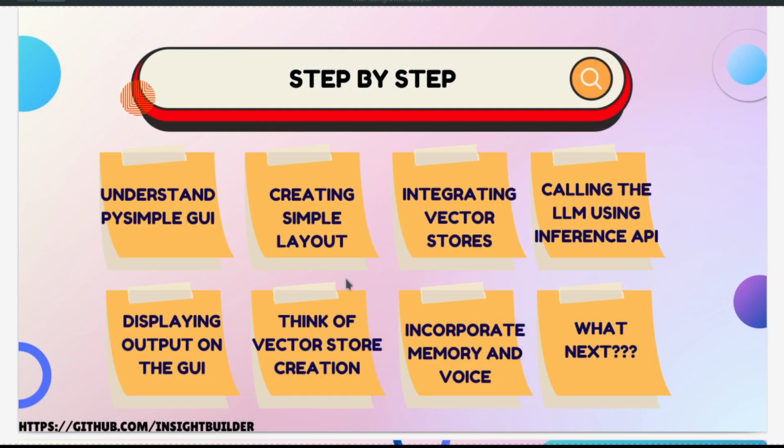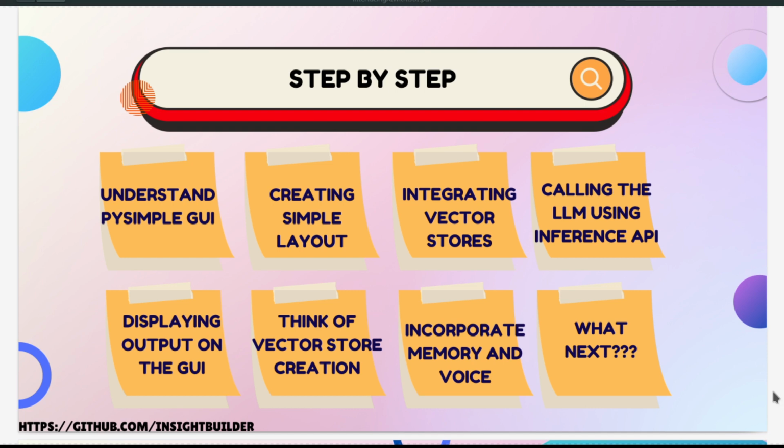Let us go back. What we can do next is improve this application by creating vector stores based on the documents that you are providing. You can incorporate memory and voice in this application also. You have to think a little bit more deeply. You have to understand PySimpleGUI a little better, and then proceed. But till then, you can try these 4-5 steps. That is more than sufficient.